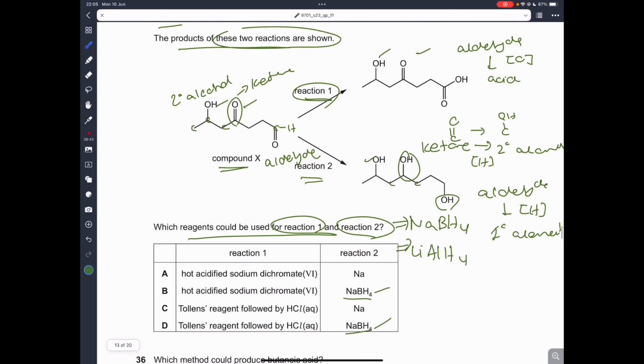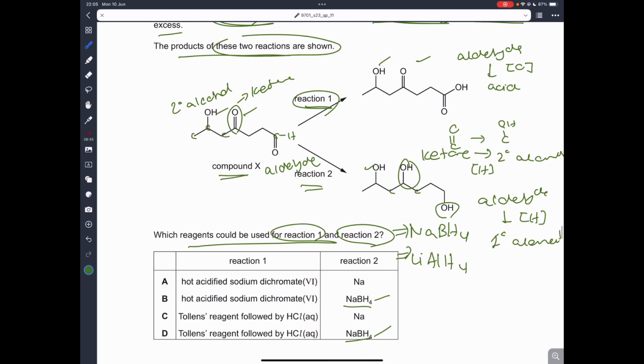Reaction number one is an oxidizing reaction. But notice here, the ketone does not get oxidized, right? A ketone cannot be oxidized. However, the alcohol also does not get oxidized. Therefore, we are not using a strong oxidizing agent such as sodium dichromate. We are using a mild oxidizing agent. So we are going to use something like Tollens' reagent. Tollens' reagent is a mild oxidizing agent. So D is the correct answer for this.